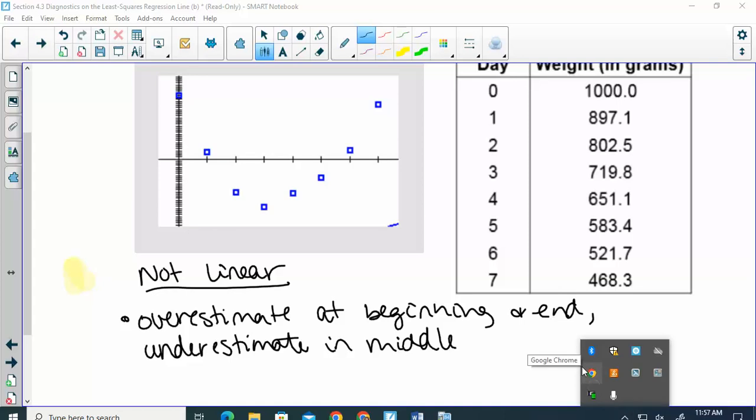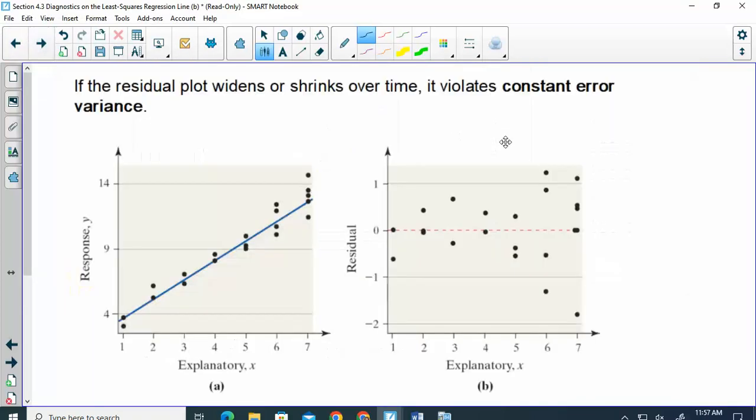So there's really 3 problems we can have with residuals. The first one is what we just saw, if there's a pattern like this. The second one is what's called constant error variance. If you are looking at your residual and it gets wider or it shrinks over time. So if you're looking at it and you're getting a cone shape, that's bad.